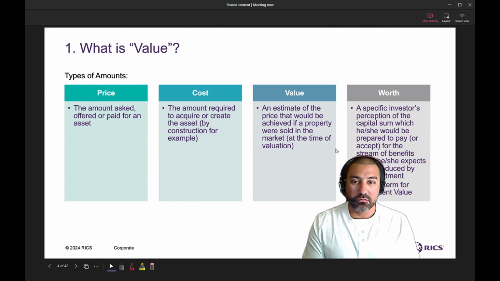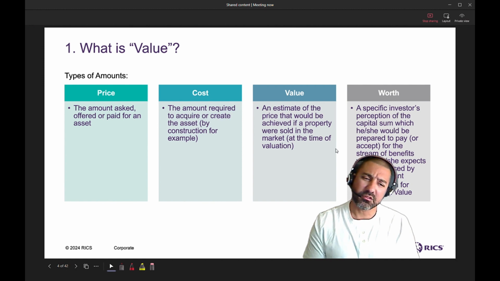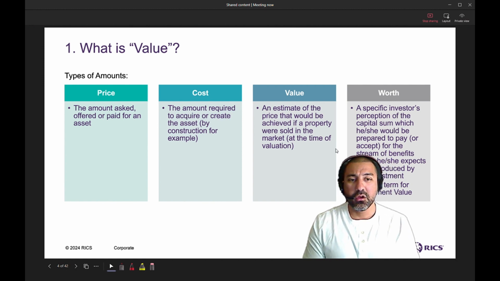So why is price not value? How does value differ from price? Well, value is essentially the estimate of the price that would be achieved if a property were to be sold in the market at the time of the valuation, meaning that a price could be loaded with installments. It could be loaded with payment terms, etc.